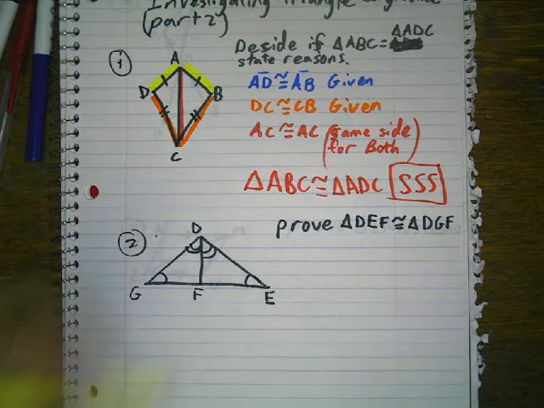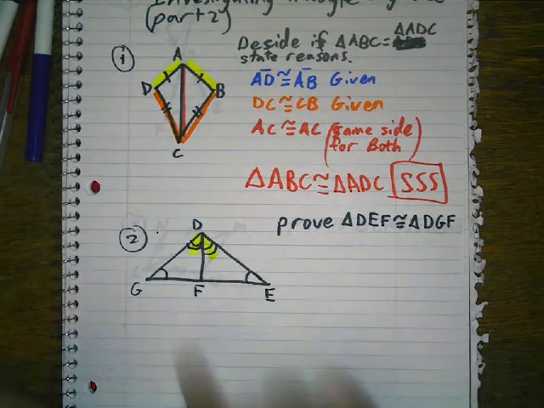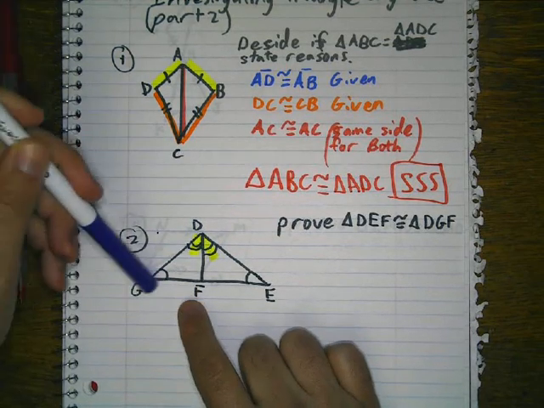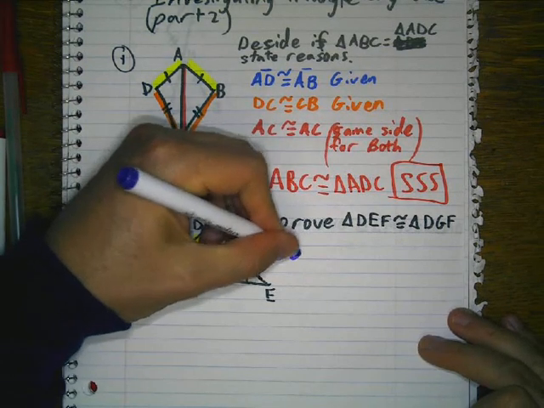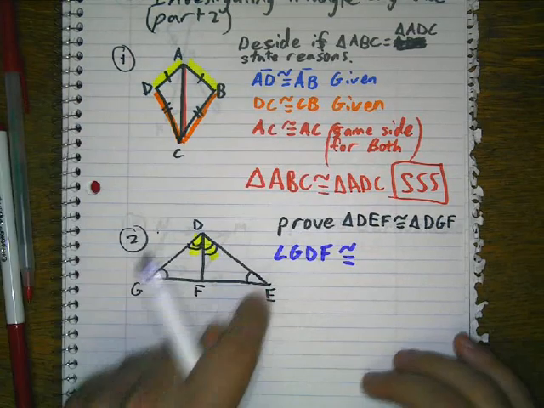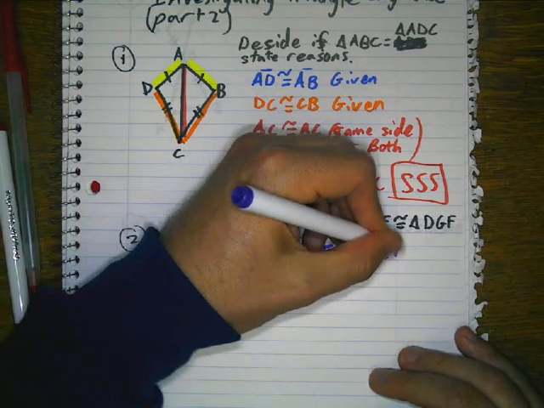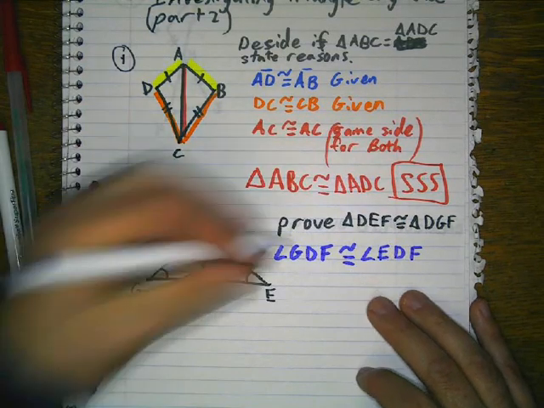Okay, so we know this angle is congruent to this angle. Now I can't just call it angle D because that doesn't tell me which one it is. You have to use 3 letters. GDF. So angle GDF is congruent to angle EDF. Okay, and that's because it's got the marks, it's a given.